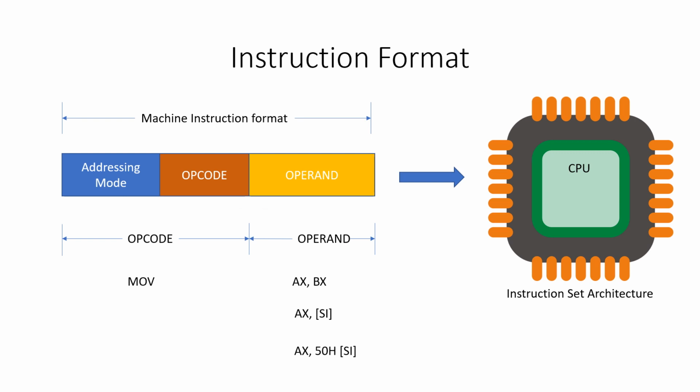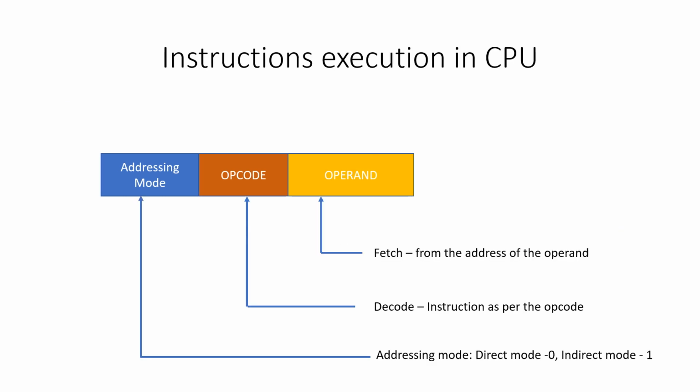An operand is all about the real data that we want to work on, whether the data is immediate data, or the data is stored in a memory, or the data is stored in registers.